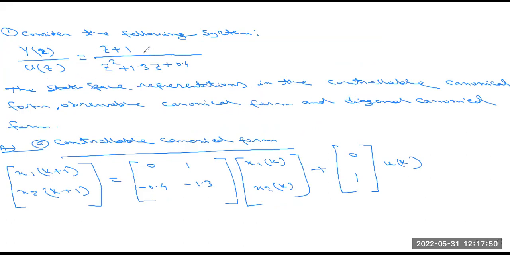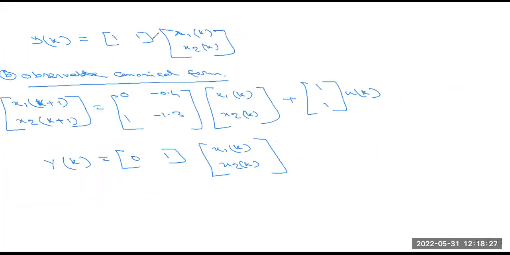Consider the following state space equations or pulse transfer functions. The state space representation: first you have to convert to controllable canonical form, number two observable, number three diagonal. First, the controllable canonical form. You know the format, with two variables x1 and x2. The first row is 0 and 1, the second row is minus 0.4 and minus 1.3, and the input matrix is 0 and 1. This is the input function. Then we express the output y(k) as 1 and 1 times the variables x1 and x2.